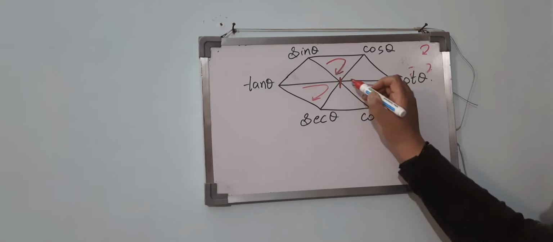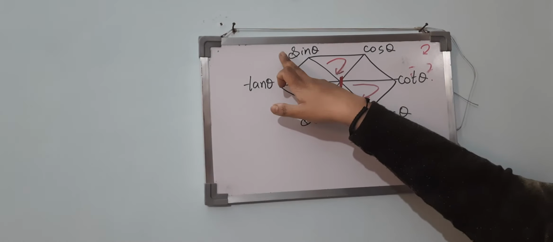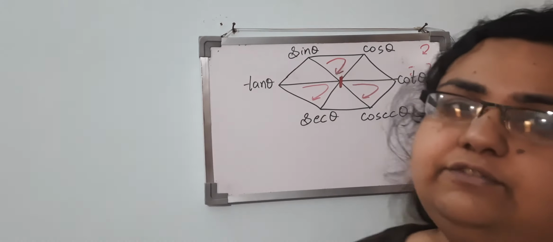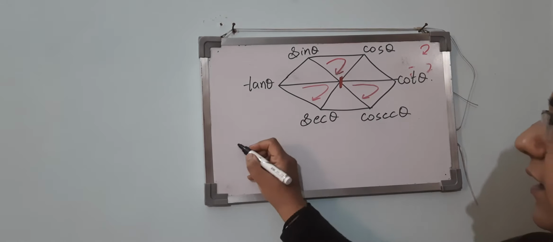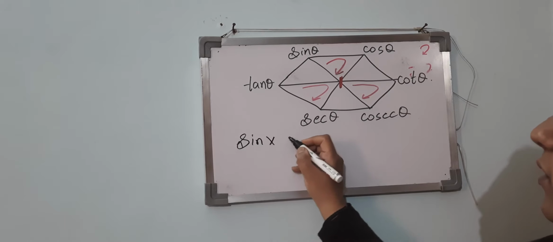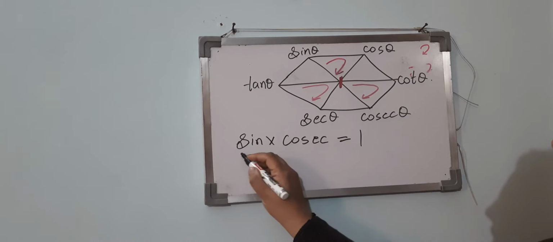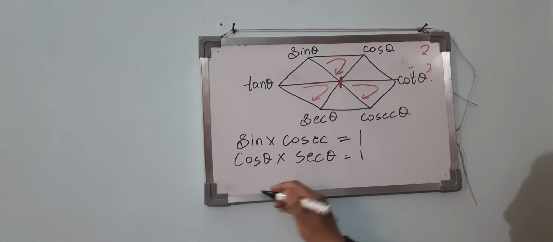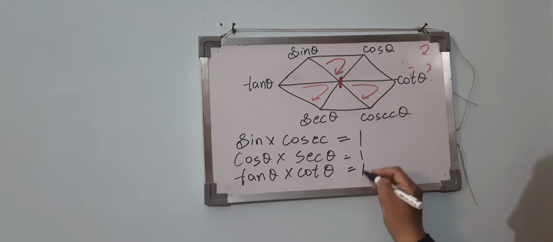Why 1? Because sometimes we get 1. Like if we multiply these two, I have told you that cosec is the inverse of sine. So sine into cosec is 1. Similarly, cos into sec is 1. Similarly, tan into cot is 1.